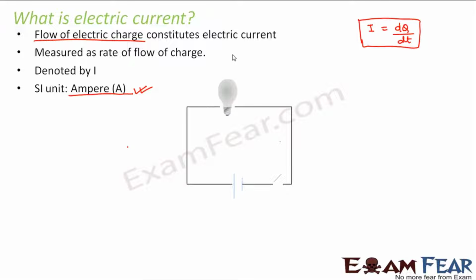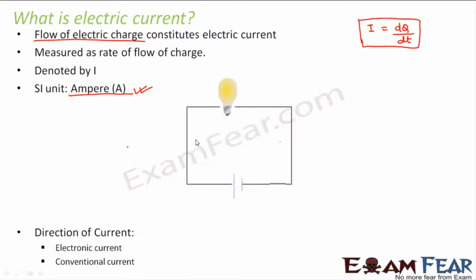Whenever we talk of electric current, it is something like, let us suppose you have a circuit which consists of a bulb, a battery and a switch. The switch is right now in open mode. Now once you close the switch, the bulb glows. Why does the bulb glow? Because as soon as you close the switch, electric current flows through the circuit, and due to the flow of this electric current, the bulb glows. Right?